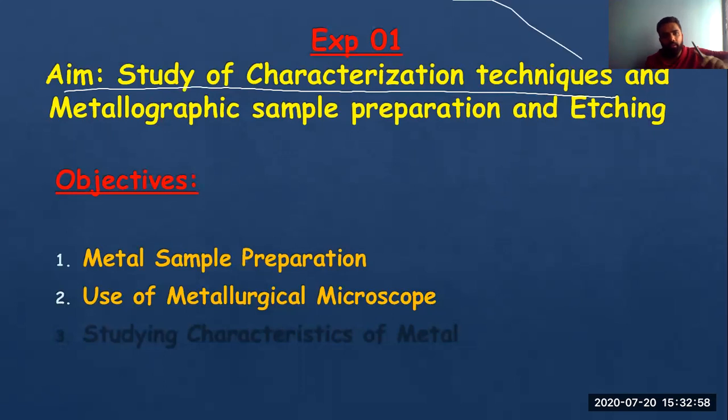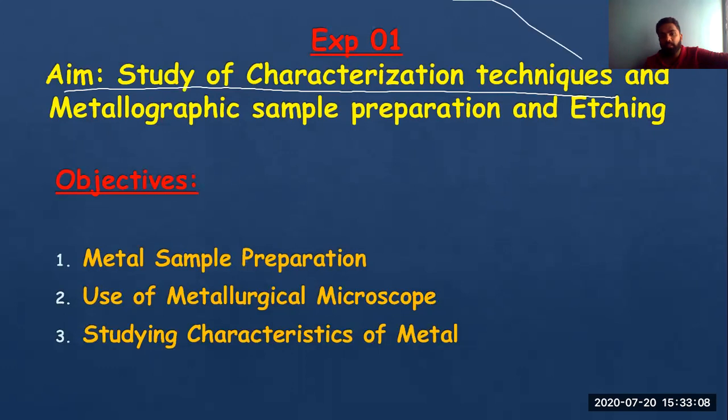You will prepare the metal sample. Yes, you will also know how to use the metallurgical microscope. You will also know how to characterize the material. What are the different characteristics? Like what was the characteristics of mild steel in that bicycle example?